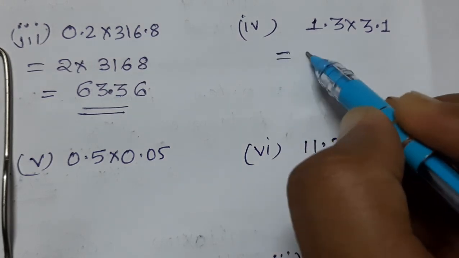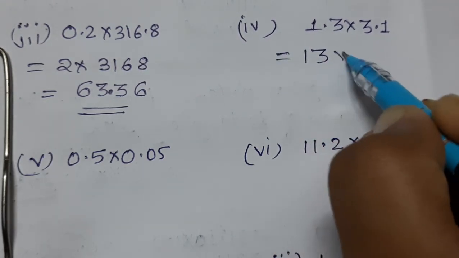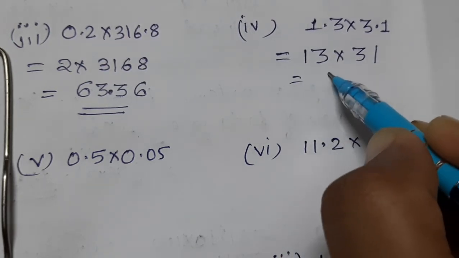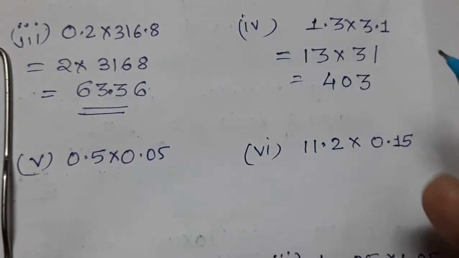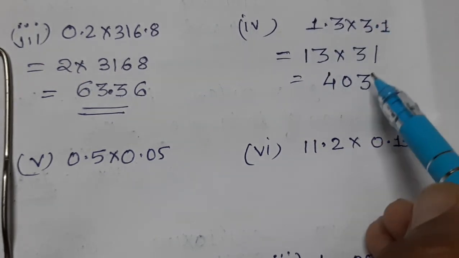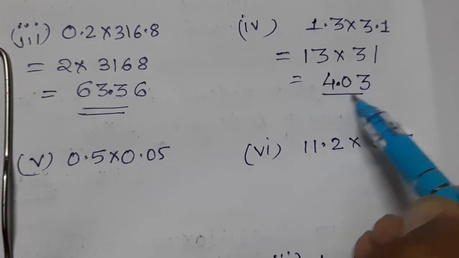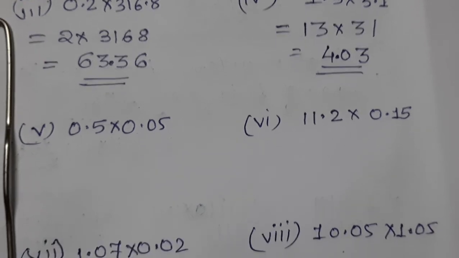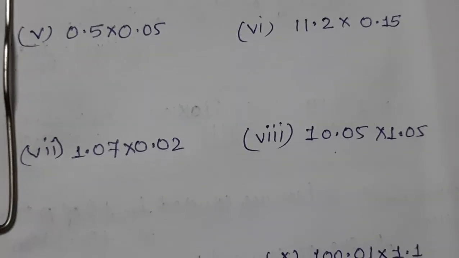See the next one, children. Again, simply multiply. 13 into 31. 13 ones and 403. Now count. After the decimal 1, after the decimal 1. 1 plus 1, 2. So 1, 2, 4.03. So simple, children. Now, in the same manner, we'll do question number 5 too. See how we have made it so simple. We have to just simply multiply and then put the decimal.